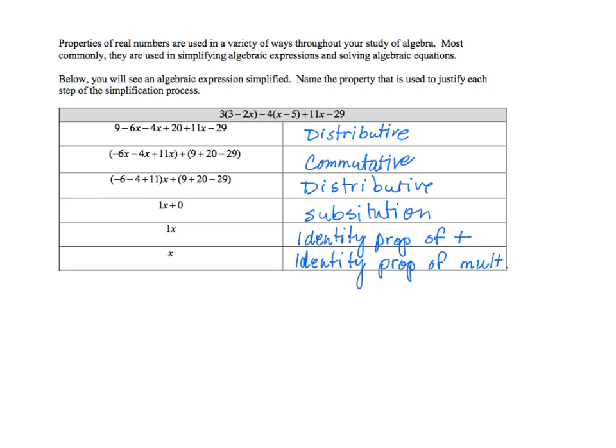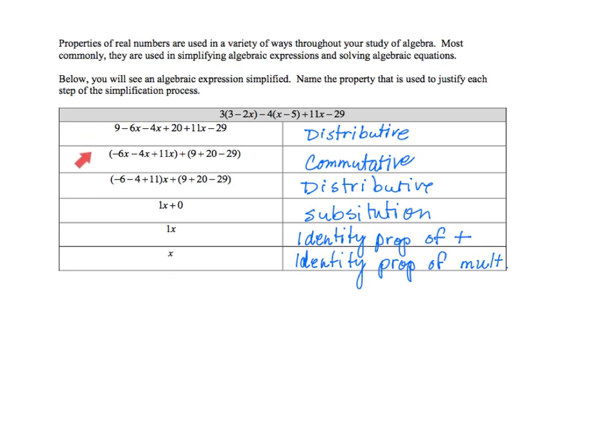Then the next property is the substitution property. I substituted 1 for negative 6 minus 4 plus 11. And I substituted in 0 for 9 plus 20 minus 29. My next step is the identity property of addition. 0 plus any real number gives me the number back. And the next property is the identity property of multiplication.